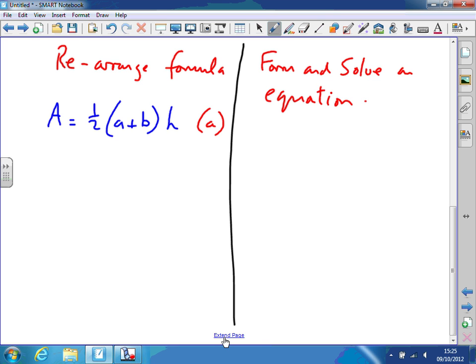So what would we do? Divide both sides by H, we'd get rid of this H. A over H equals a half A plus B.